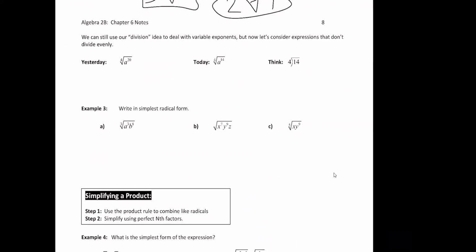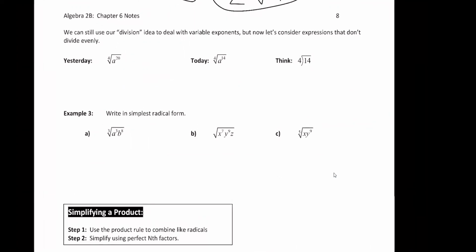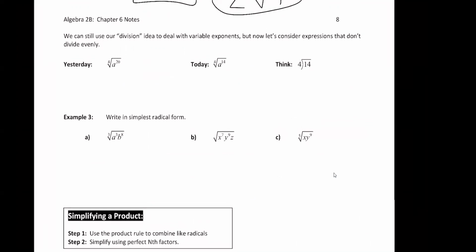Another thing we mentioned last week was how to deal with variables. Most of the problems on the notes from 3-1 worked out perfectly. But remember, you basically take your power divided by your index number. Like a to the 20 would really be a to the 5th, because 20 divided by 4.